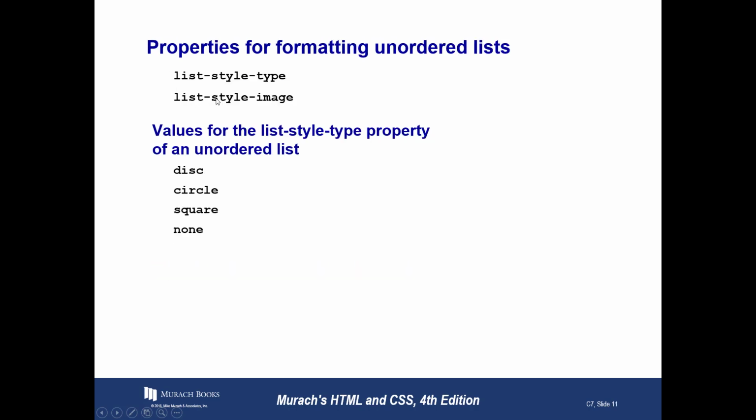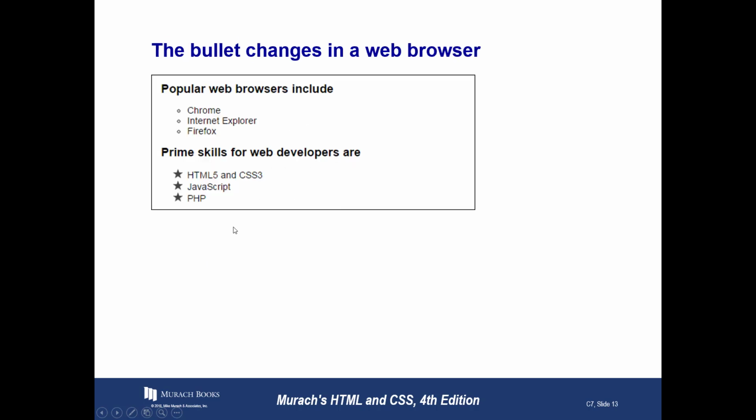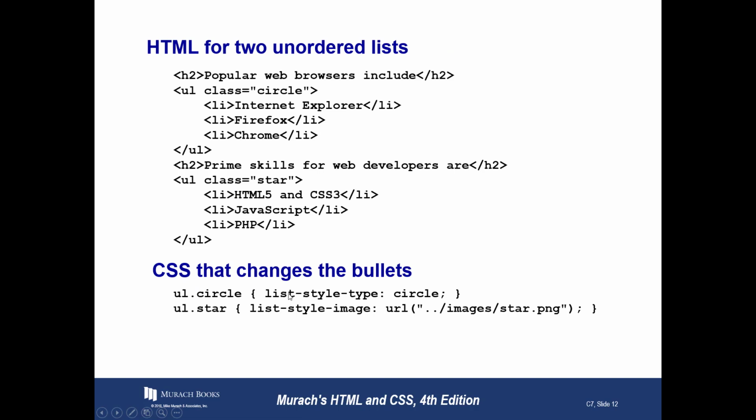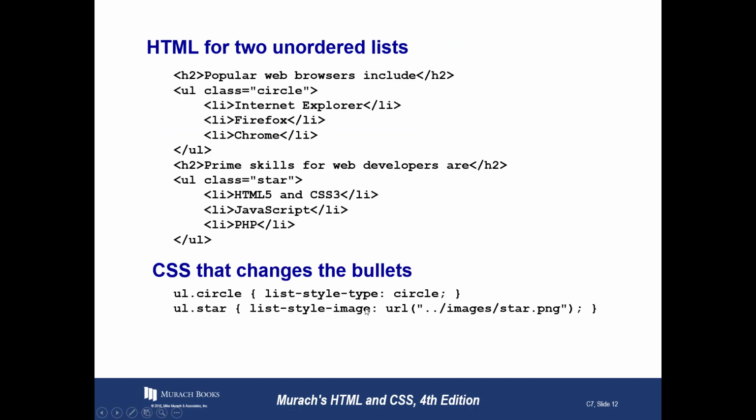You can also use list style image, where you add your own image. So you'll notice here we've got a circle, and here we've got a star. There's the circles, and there's the stars. For the circle, it's just list style type circle. For the star, we actually come in and grab a URL. So when you use this list style image, what you're able to do is add your own image for your bullet tags. It allows you to do a little bit of customization.